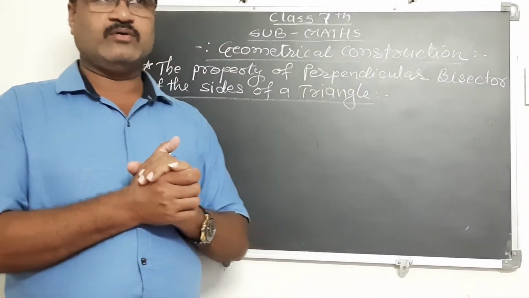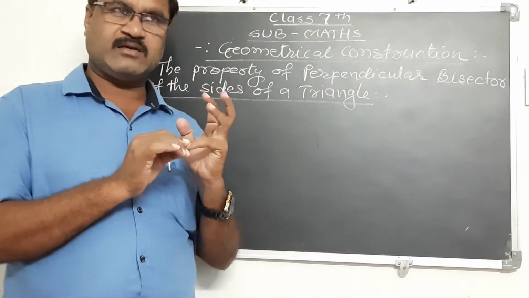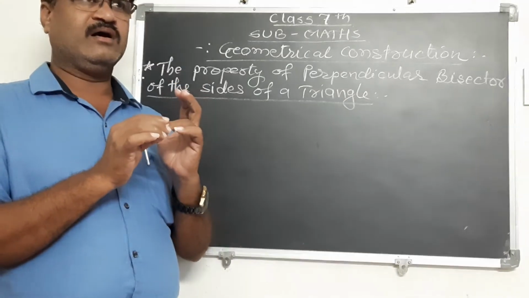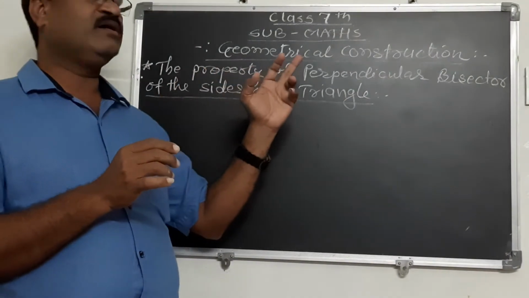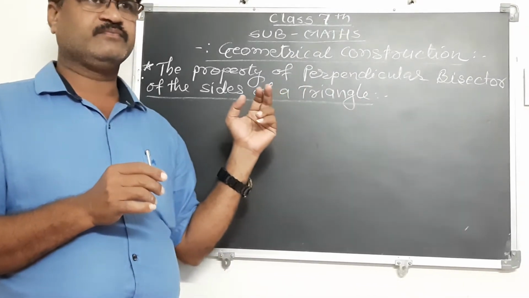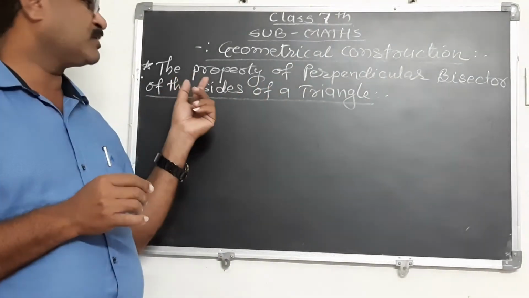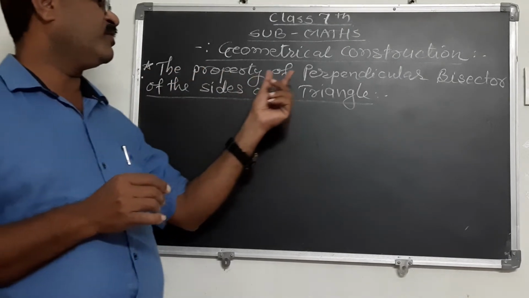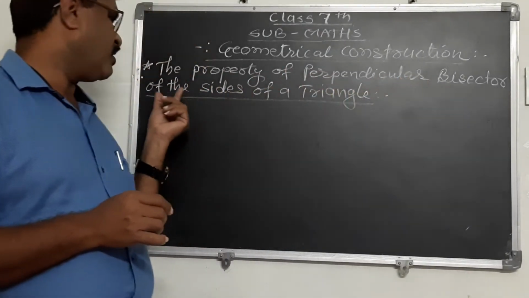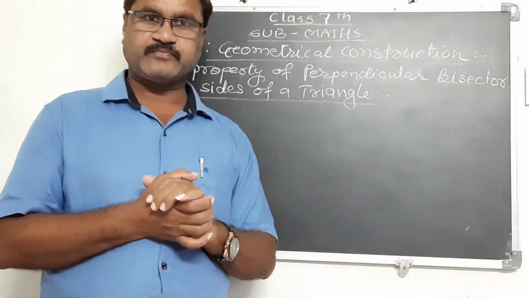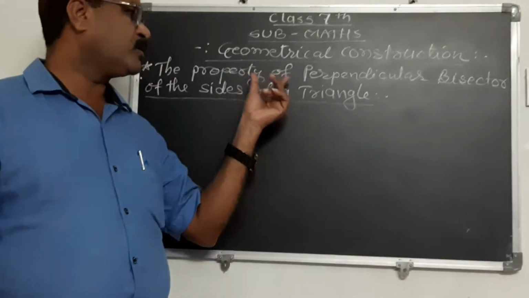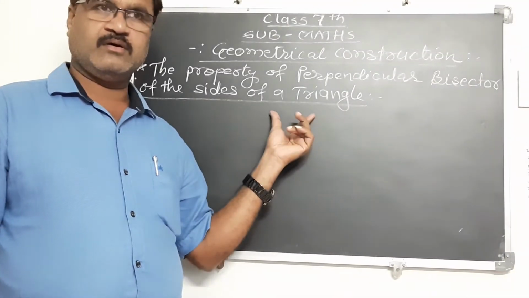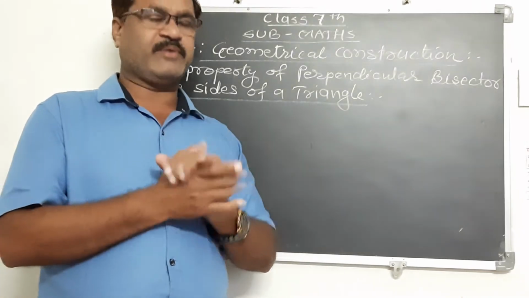In the previous video we saw the angle bisector. Another construction is the perpendicular bisector. The third one is the property of the angle bisector of a triangle. And the fourth construction, which we will discuss today, is the property of the perpendicular bisector of the sides of the triangle. For this property, we take any type of triangle.